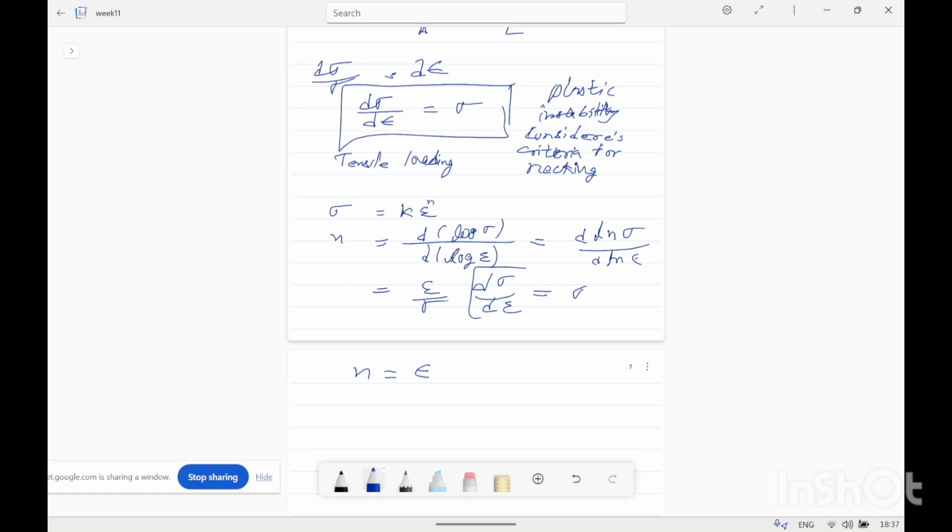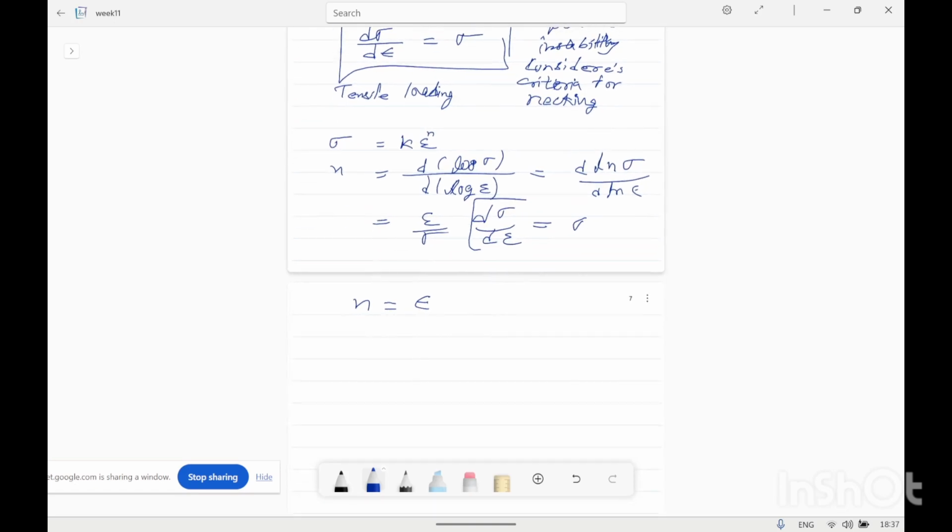This is the point where strain hardening and necking are equal, and this is also known as the uniform strain before necking, meaning the strain up to maximum loading.